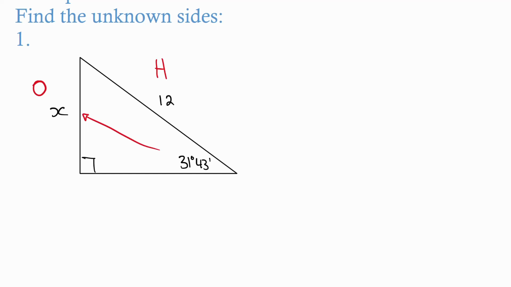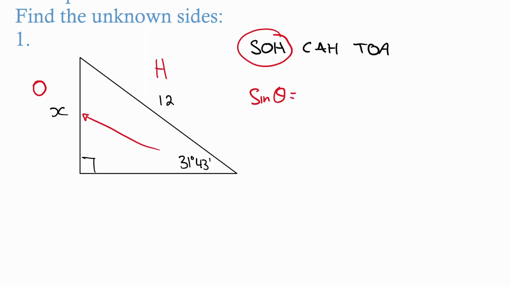This is where SOHCAHTOA comes in to help. I look over at the triangle, and what I wrote down in red, I wrote O and H. So I go back to my SOHCAHTOA and ask, which one of those has O and H in it? Now this does. That means I'm going to be using sine. So we know that sine theta equals O over H.